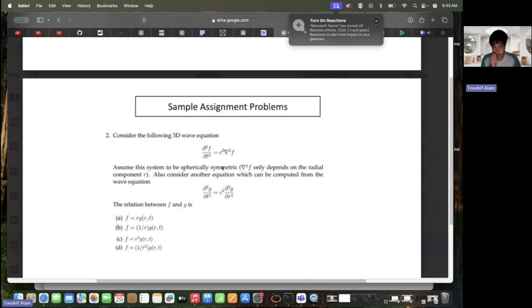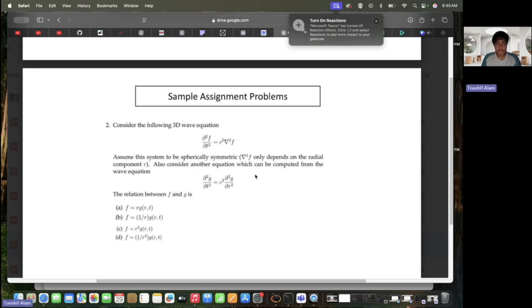Consider the following 3D wave equation: del square f by del t square is c square del square f. Assume this system to be spherically symmetric, so del square f only depends on the radial component r. Also consider another equation which can be computed from the wave equation: del square g by del t square is c square del square g. The relation between f and g is: f is equal to r g(r,t), or f is equal to 1 by r g(r,t), or f is equal to r square g(r,t), or f is equal to 1 by r square g(r,t).